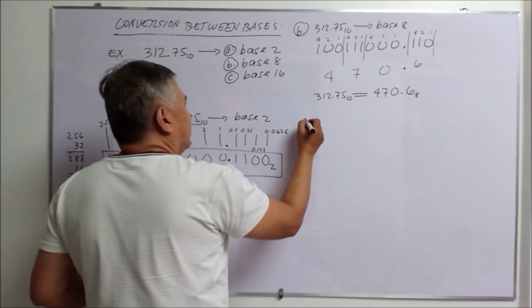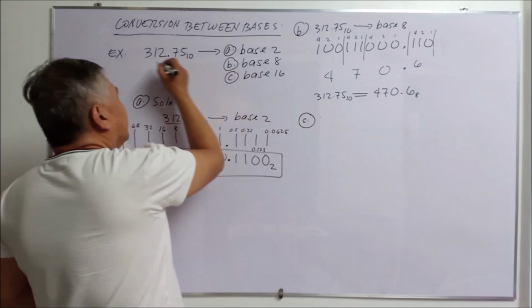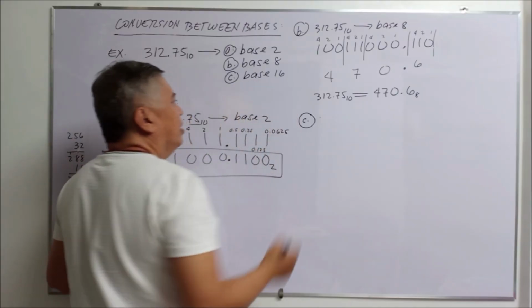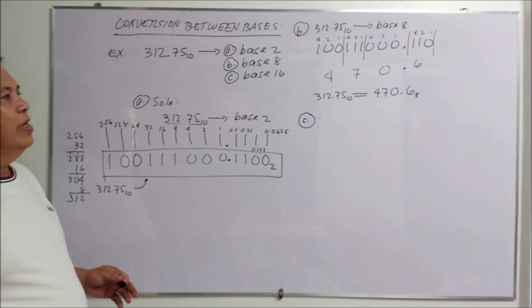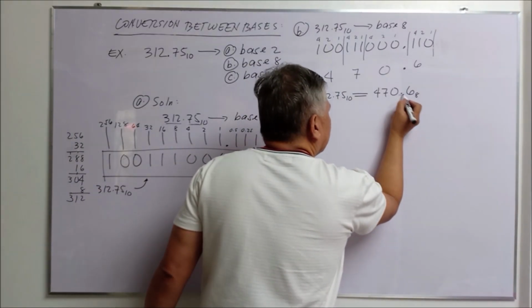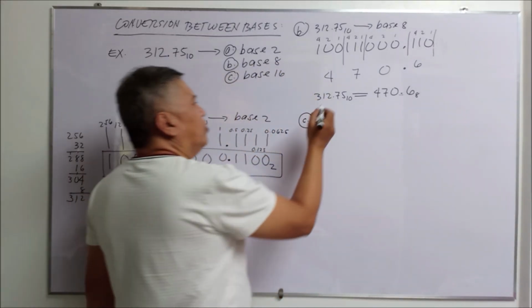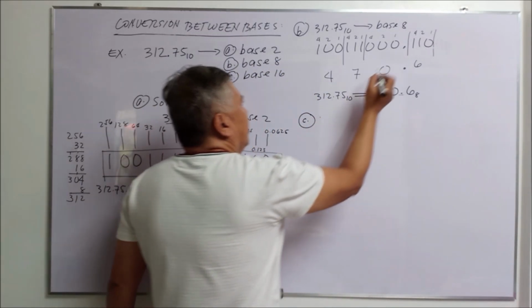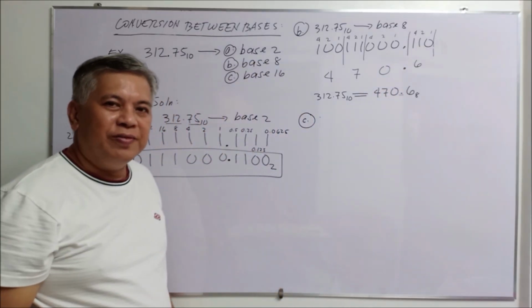Then, how about letter C, which is converting the given number into the hexadecimal number system. By the way, what do you call this one? It is called the octal point. This one here is the decimal point, and this one here is called the binary point. Okay?